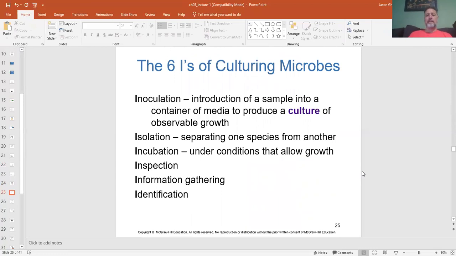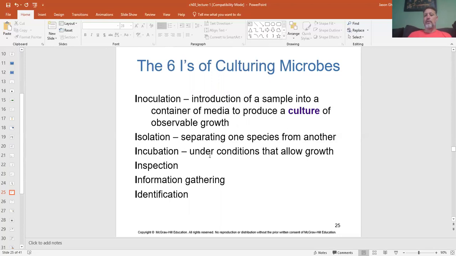All right, again, our 6 I's of culturing. Inoculation is the first thing, and this is where you're taking a specimen, you're putting it onto a culture, you're trying to grow a culture of it so you get to see observable growth. And this is, you're putting it onto a particular media to get it to grow. Then you have to isolate this. Most of the time when you're going to be growing something, unless you have it already isolated, you're going to have a mixed culture. Then you want to separate out the various types of colonies and growths going on. So that's where you're getting the isolation.